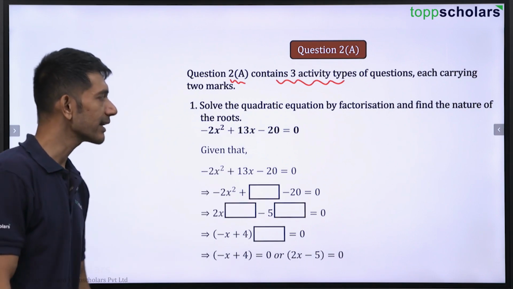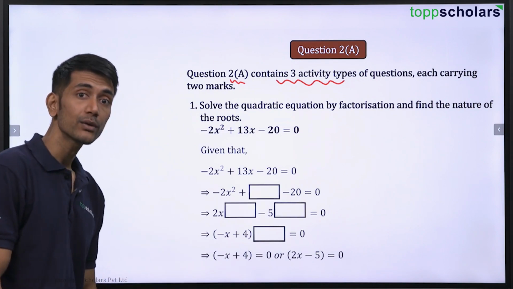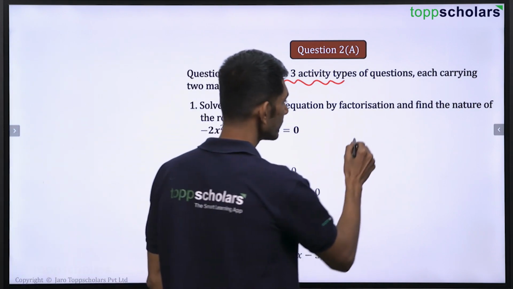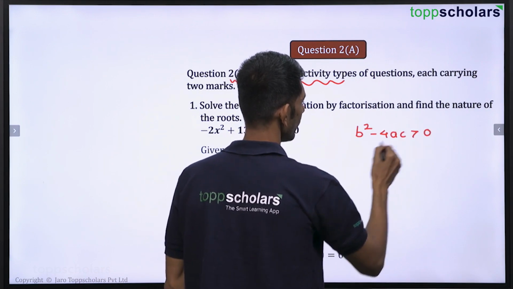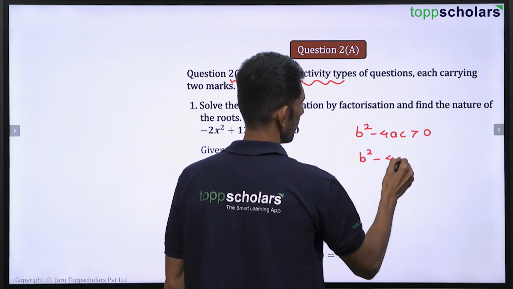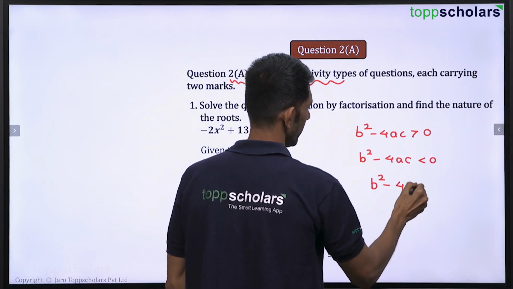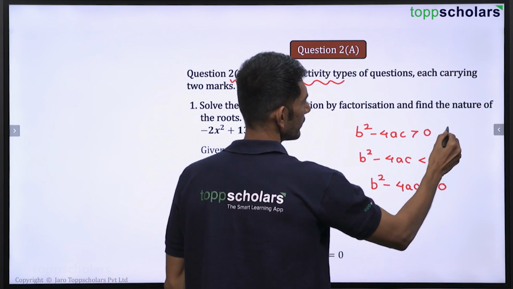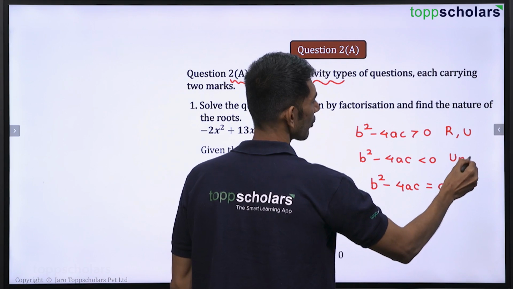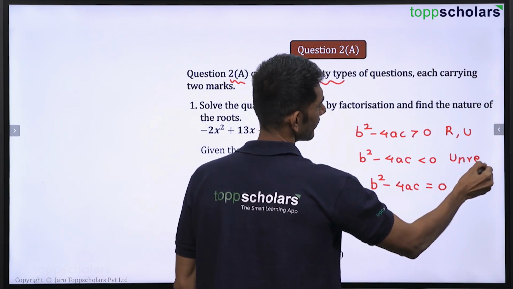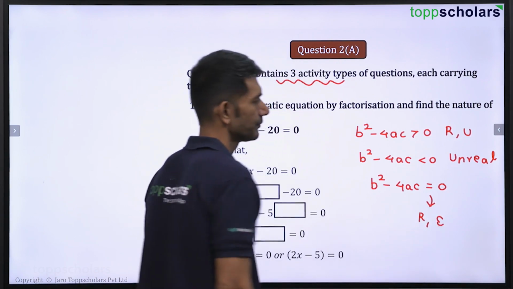So here, solve the quadratic equation by factorization method and find the nature of roots. See, we are also supposed to find out the nature of roots. If you remember, nature of roots: b square minus 4ac greater than 0, b square minus 4ac less than 0, b square minus 4ac equal to 0. This is, the roots are real and unequal. This is unreal roots, or roots do not exist. And this is real and equal. Correct?